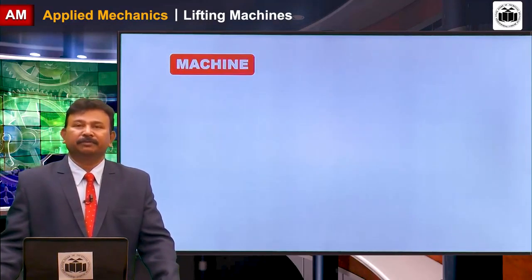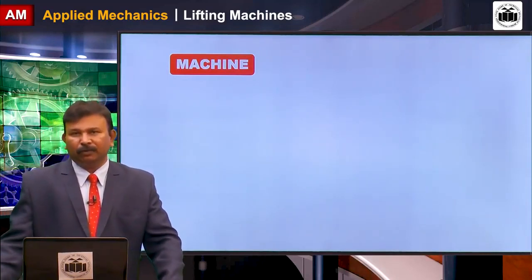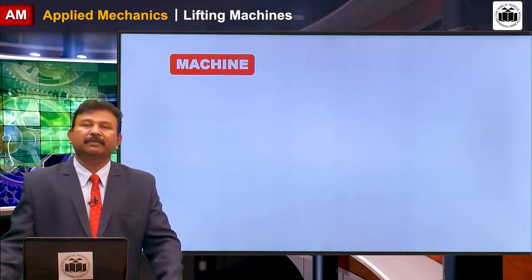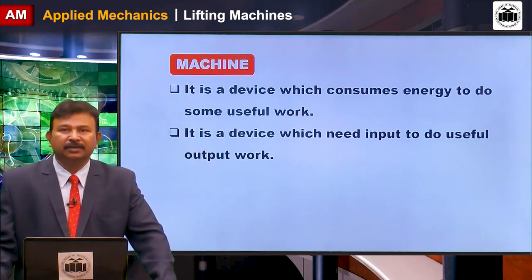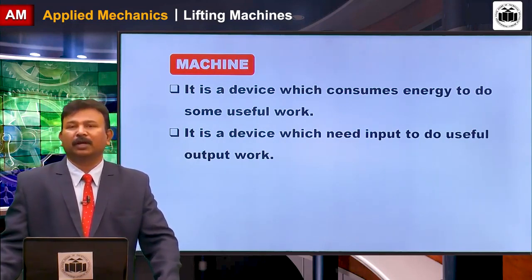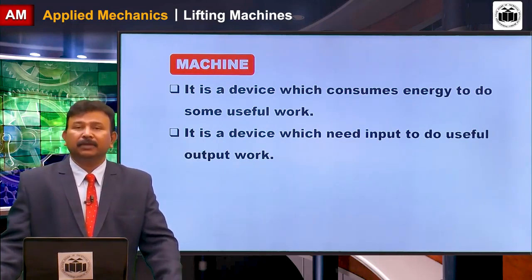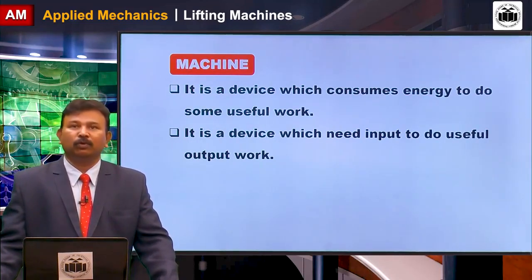Now, we will be focusing on the scientific definition of machine. It is a device which consumes energy to do some useful work, or it is a device which needs input to do useful output work.